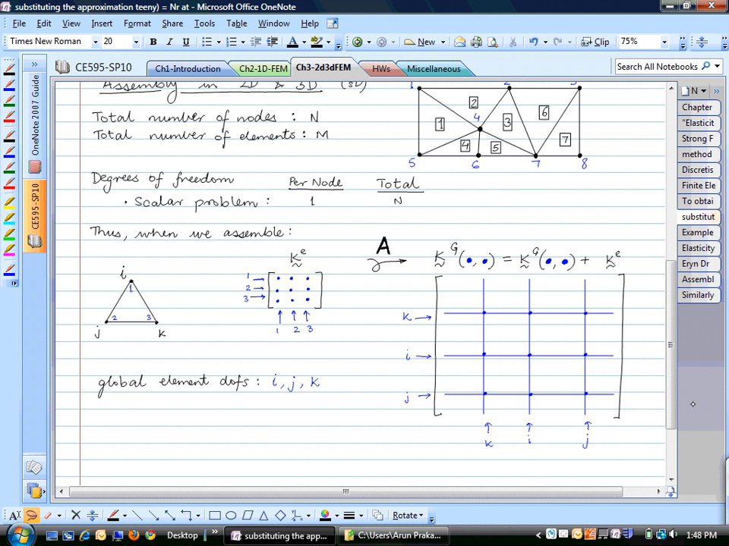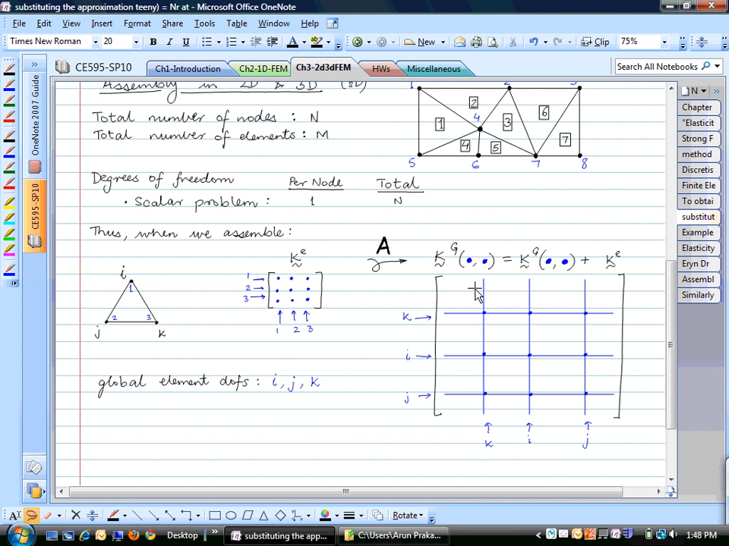All you're doing is making sure that, let's say, this 1 cross 1 component needs to go to I cross I. Right? The 1 cross 2 component needs to go to I cross J. The 1 cross 3 needs to go to I cross K right here, and so on.